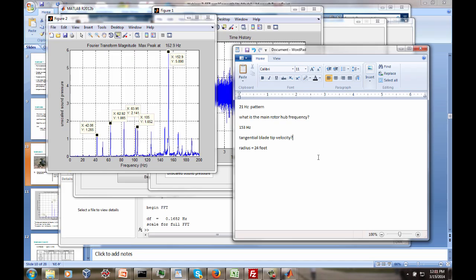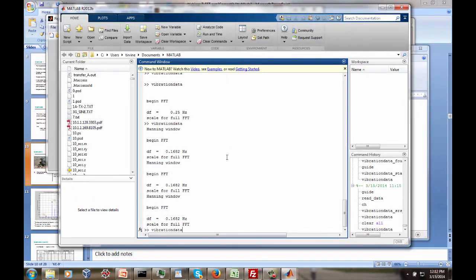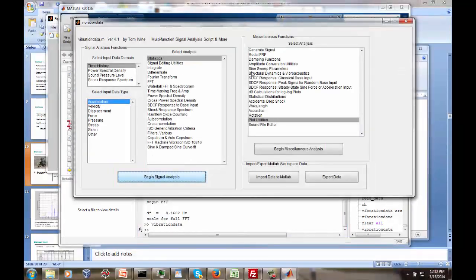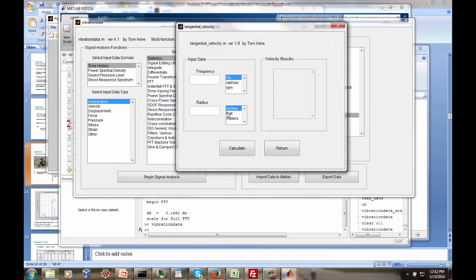And our tangential blade velocity is going to be omega times radius, and omega is going to be 2 pi times the frequency in hertz. So is it possible that 153 hertz is the main rotor hub frequency? Well, if we go to vibration data, we can go to a little utility here, miscellaneous function, rotation. We can do tangential velocity.